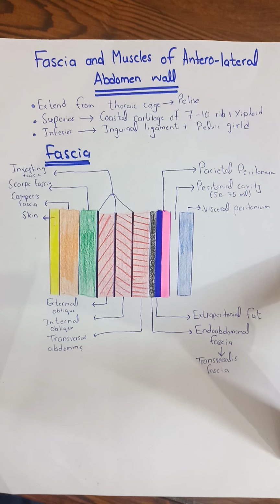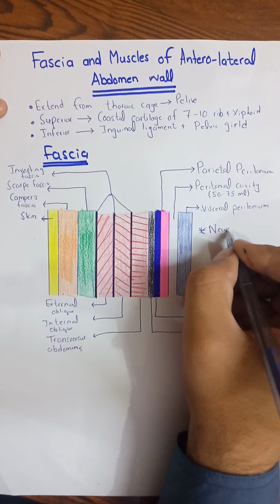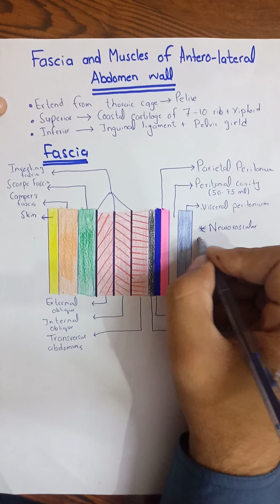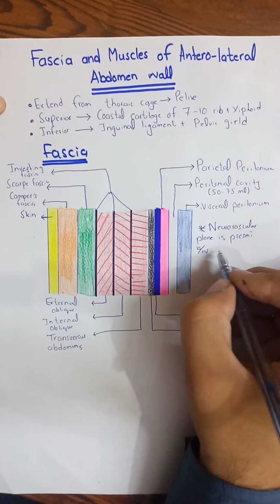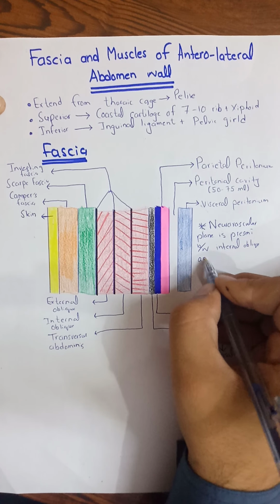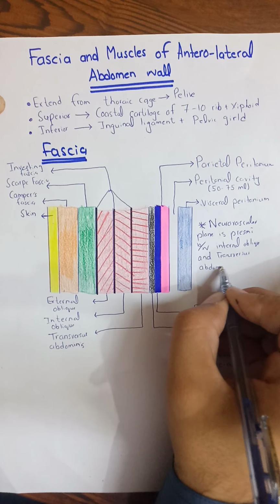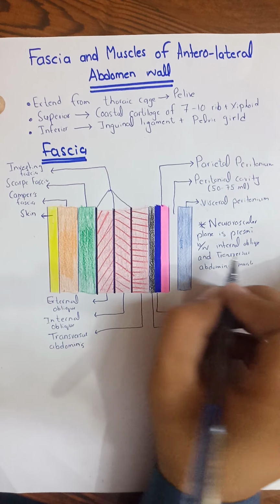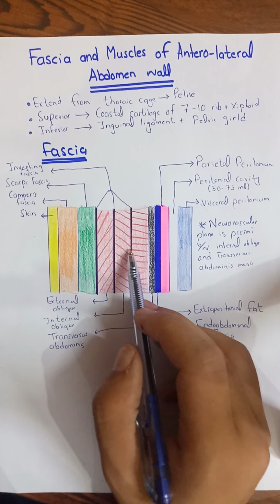Okay, so we have seen the fascia. Now an important point which we must remember here is that between the internal oblique and the transversus abdominis muscle there is a neurovascular plane. I will write this point here: neurovascular plane is present between the internal oblique and transversus abdominis muscle. It means the vessels which supply the anterior lateral abdominal wall move between these two muscles.